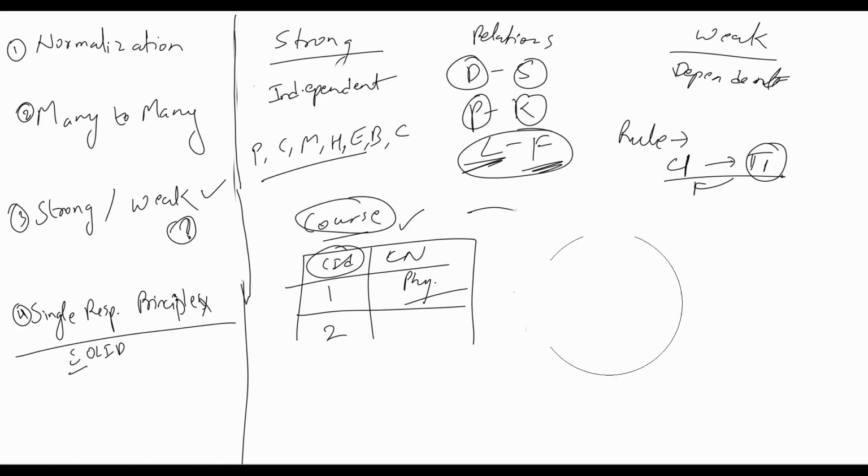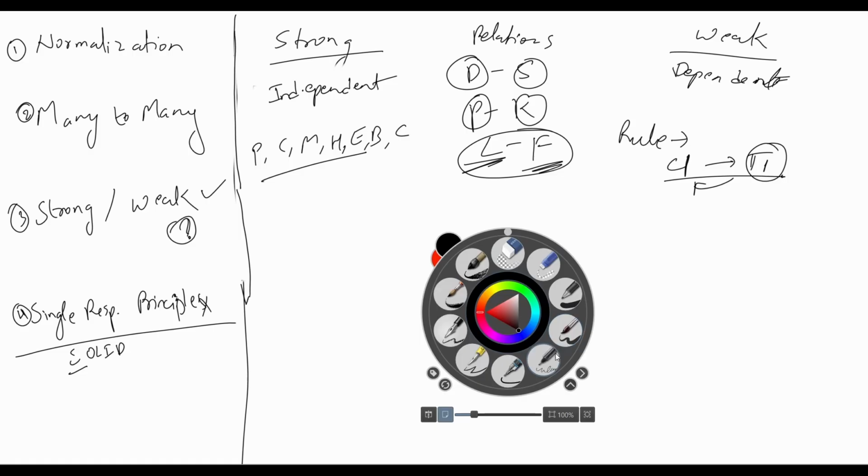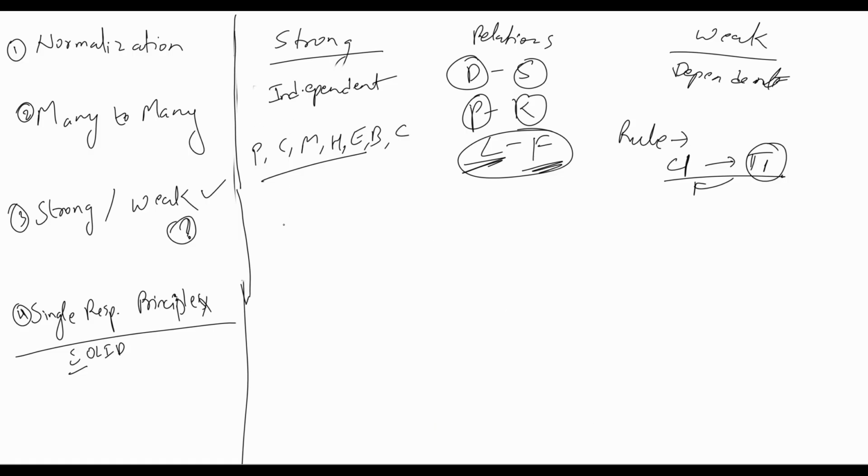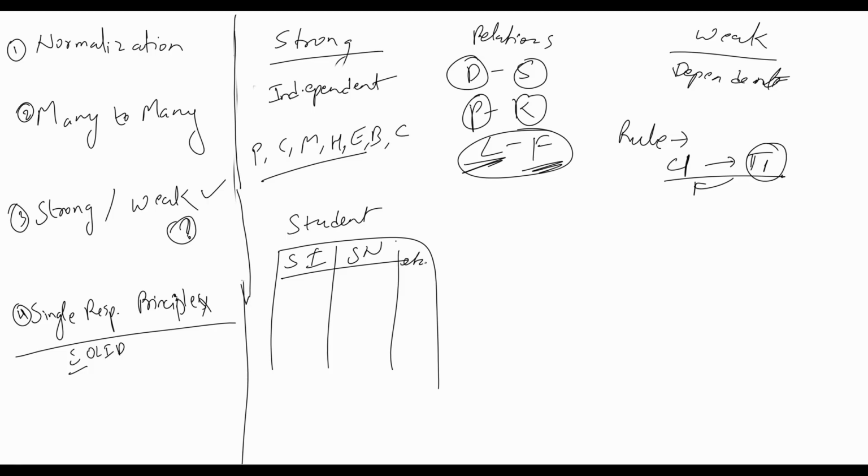Let me remove this. Not in school, obviously. Let's say there's a student table. Okay, student table, we have the student ID, we have the student name. Okay, and some extra field here, and then there's a course table now, right? Course table, and this will be one of the most common examples that you see out there, when you're practicing databases or something.